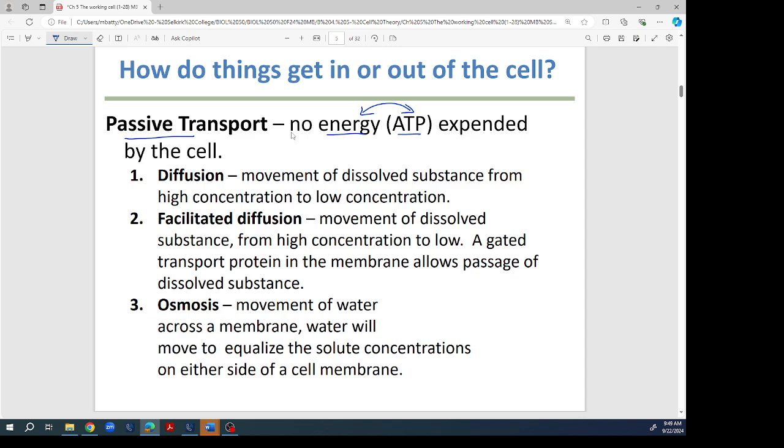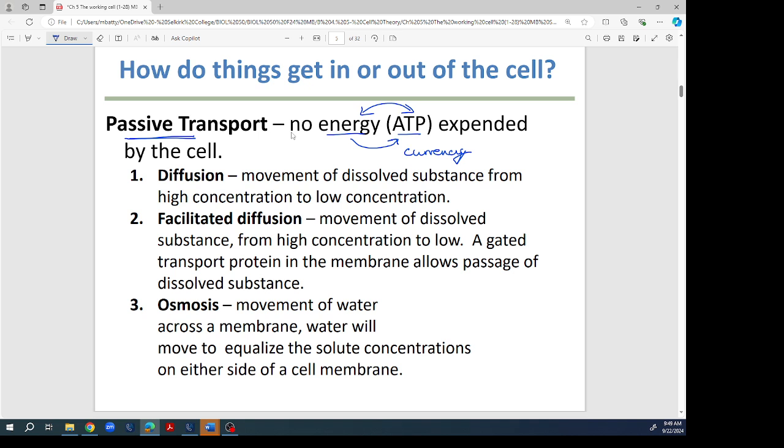We'll probably shift more from energy to the molecule of ATP, but ATP is like the currency of energy. It's how energy is packaged in the cell. And so for passive transport, you don't need these. So all of these can happen without any energy.